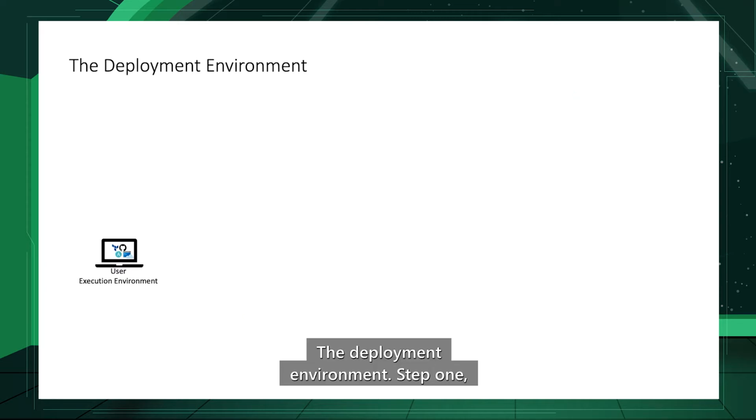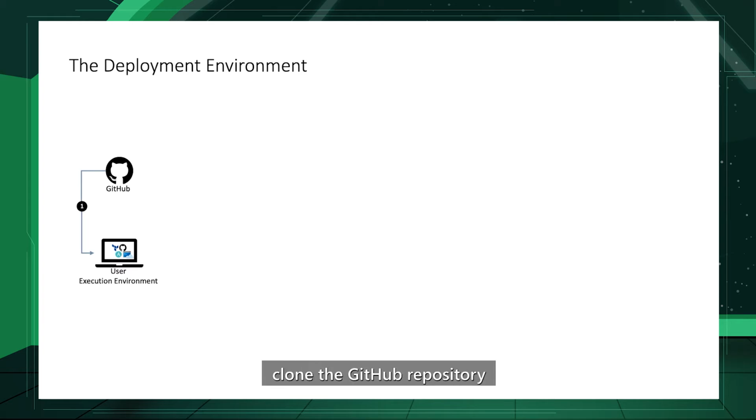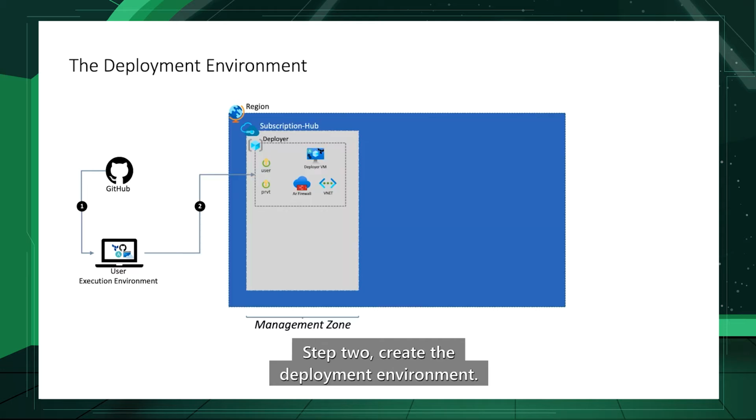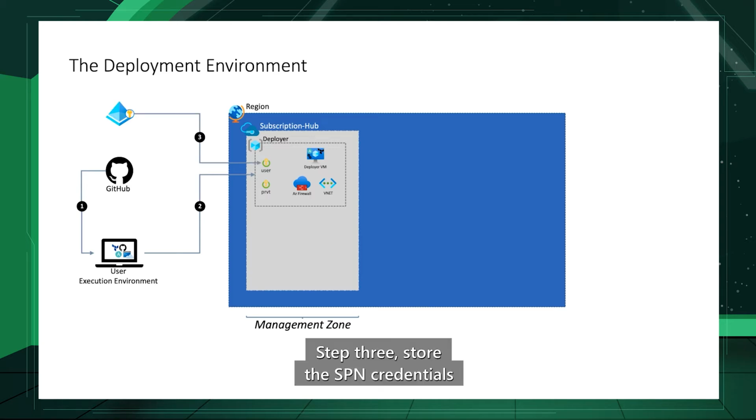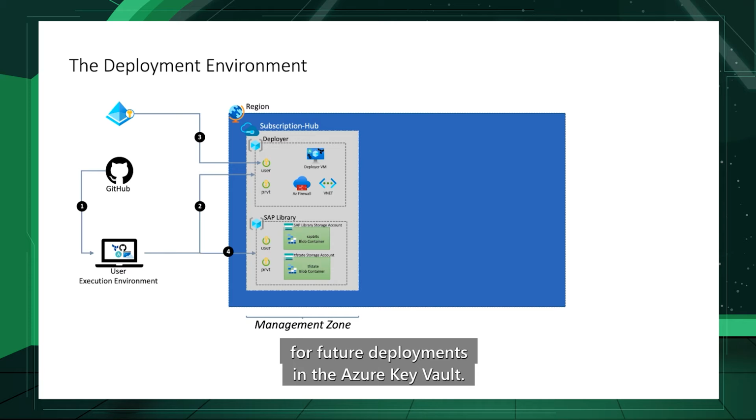The deployment environment. Step 1. Clone the GitHub repository into the user's execution environment. Step 2. Create the deployment environment. Step 3. Store the SPN credentials for future deployments in the Azure Key Vault. Step 4. Instantiate the SAP library. The SAP library is the repository for software install.